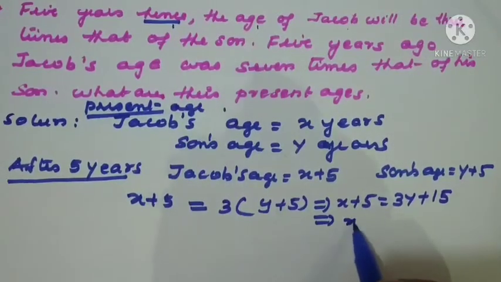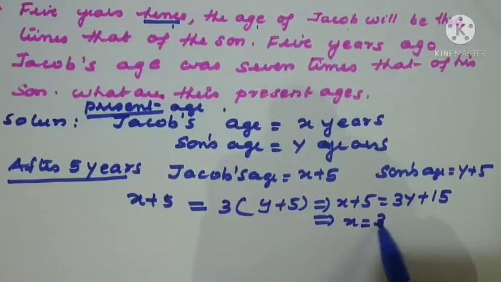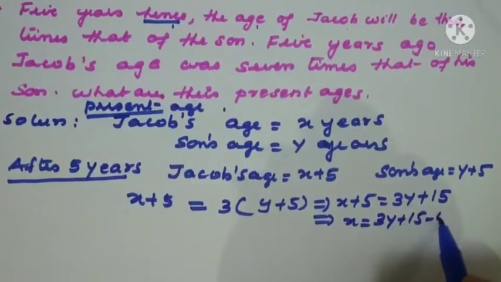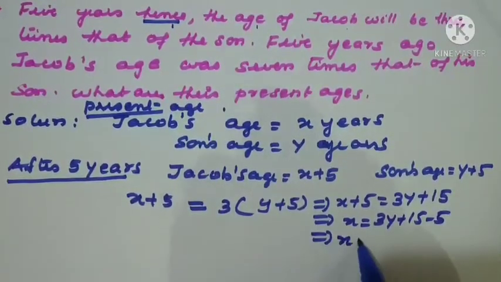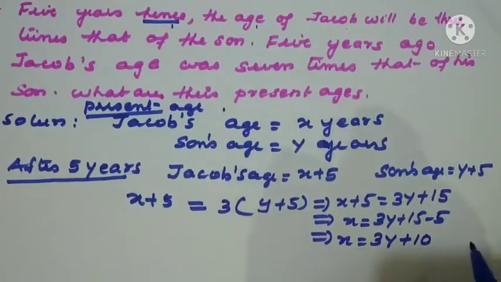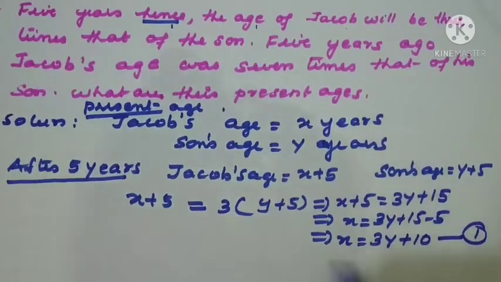So x equal to 3y plus 15 minus 5. What is the meaning of this? x we can calculate from this equation. It is equal to 3y plus 10. So equation number 1 we got.